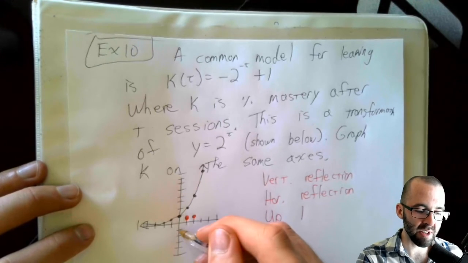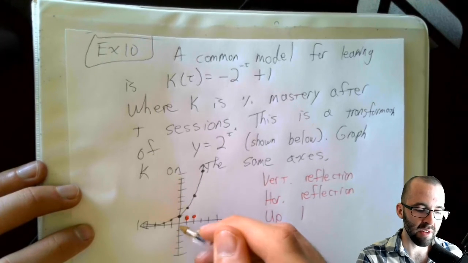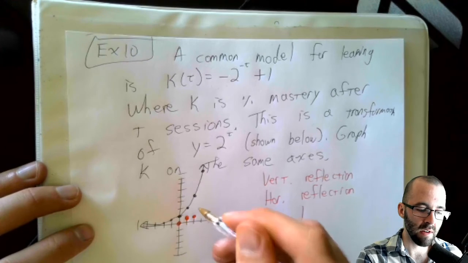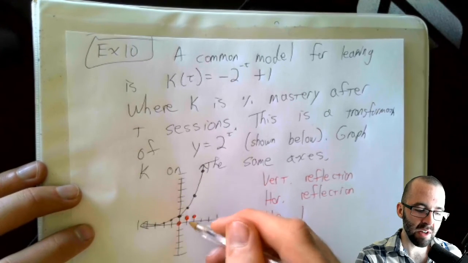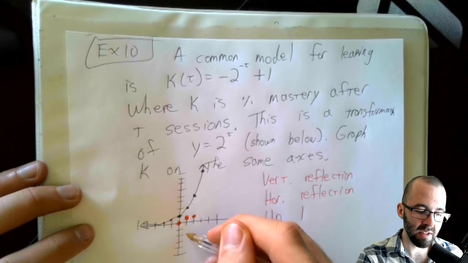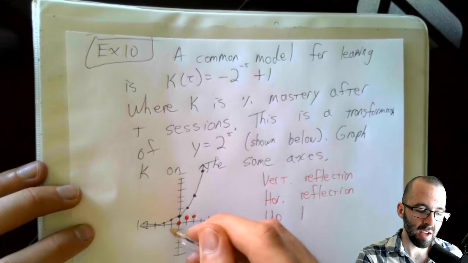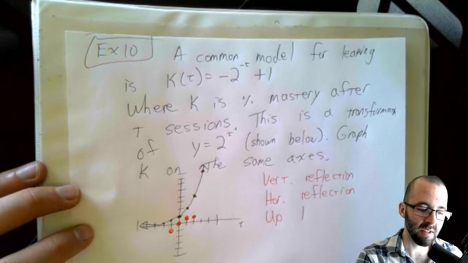Reflect it vertically, upside down. Reflect it horizontally, doesn't move, up 1. Reflect this vertically, goes down to -2. Horizontally, goes over to -1, up 1. Goes like this.